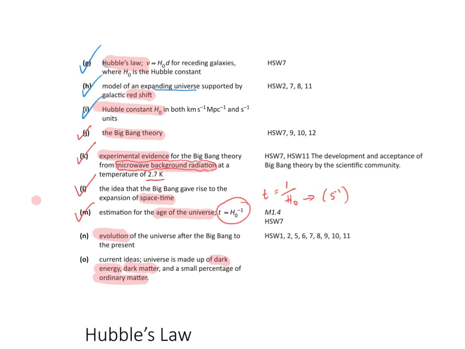So we're going to look at the evolution of the universe after the Big Bang and the current ideas used in terms of the universe made up of dark energy, dark matter, and a small percentage of ordinary matter.